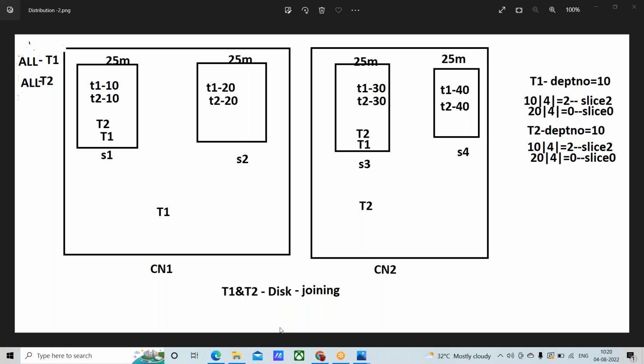Understood? Yes, clear, sir. Prasad, you understood why the joining column will improve performance, and why we should choose the column which is used mostly in joins rather than the column which is more unique?